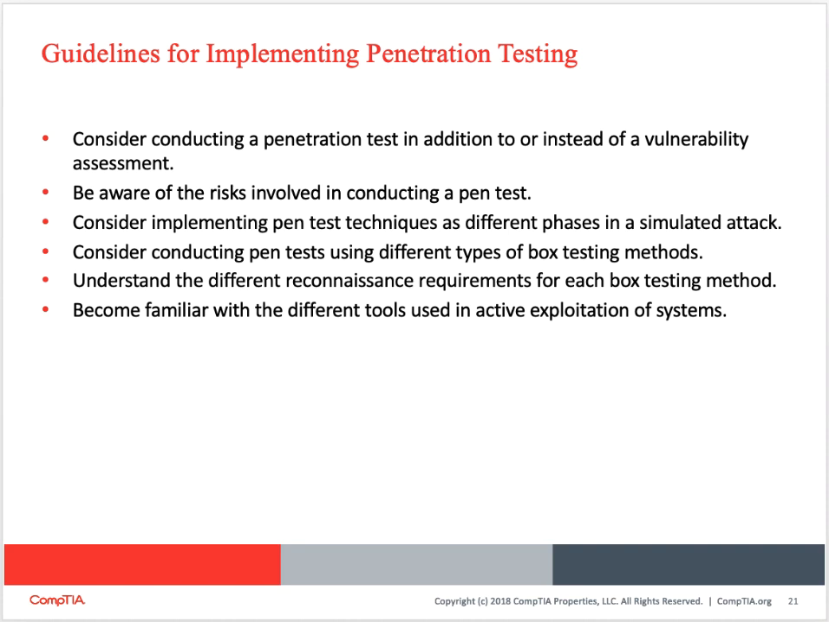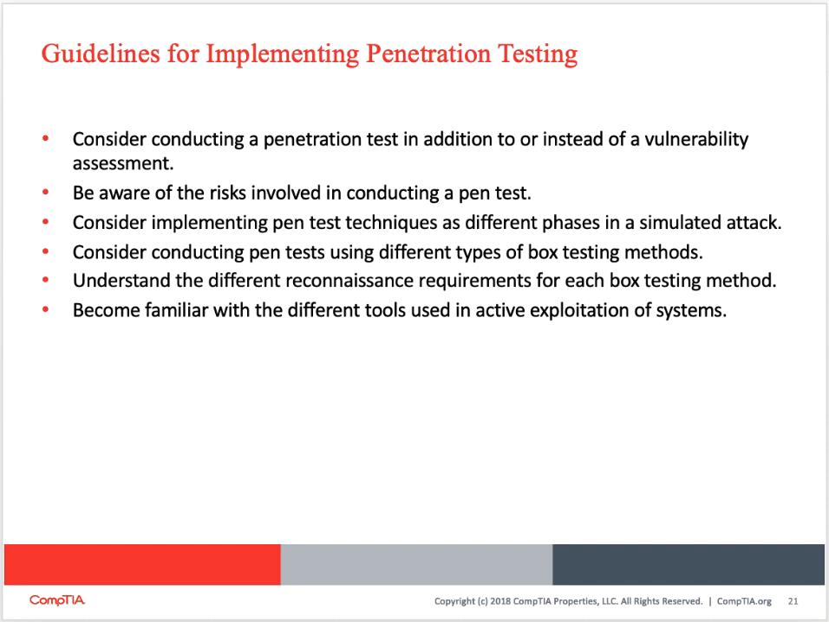Consider implementing pen test techniques as different phases in a simulated attack. That way we can pretend like this is a real attack happening, and this is going to help us understand what would happen if it were to actually occur. Then we're going to consider conducting pen tests using different types of box methods. Remember, each different type of box method simulates a different type of attacker, as well as they can cost different amounts of money because of the nature of what's revealed to the pen testers themselves.